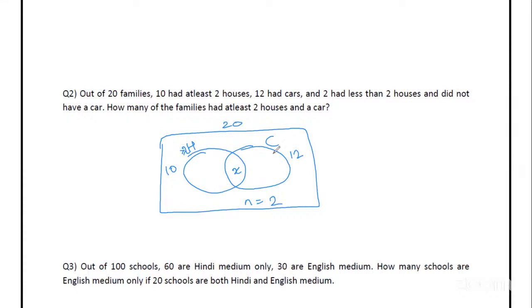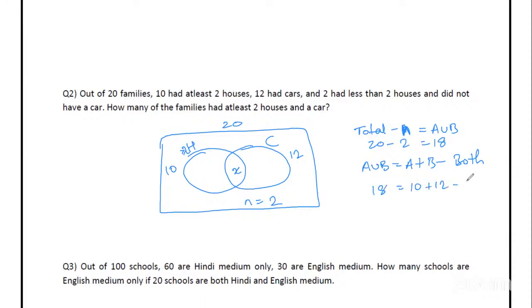So one way is to obviously take the total minus the outside part, which is equal to A union B. Once you get that A union B, you can solve it using A plus B minus both. So total is 20 minus 2 is 18. So 18 is equal to 10 plus 12 minus X. So X is 22 minus 18, which is 4.